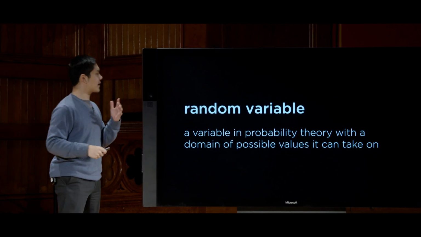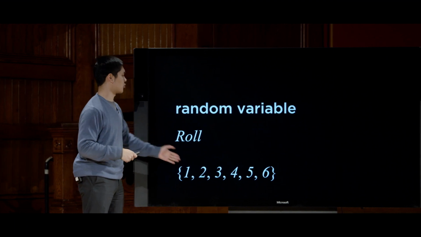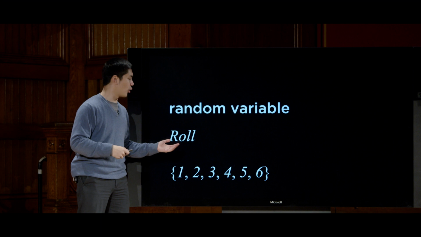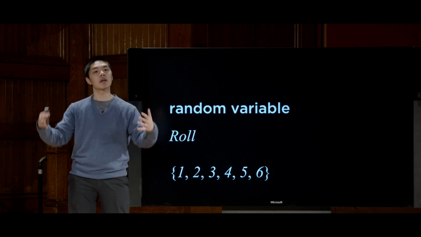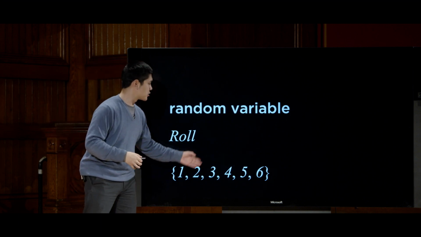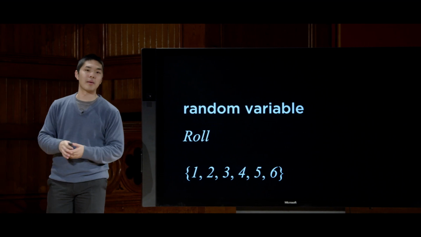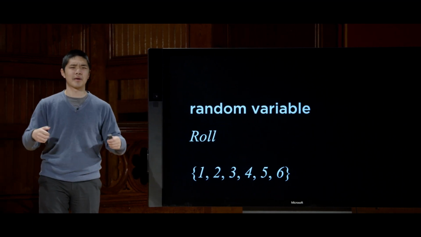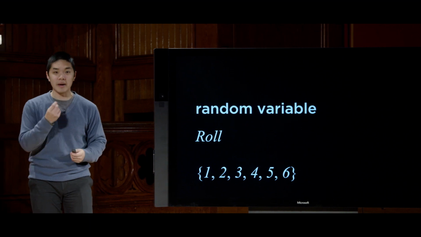Well, I might have a random variable that is just called roll, for example, that has 6 possible values. Roll is my variable, and the domain of values that it can take on are 1, 2, 3, 4, 5, and 6. And I might like to know the probability of each. In this case, they happen to all be the same. But in other random variables, that might not be the case.